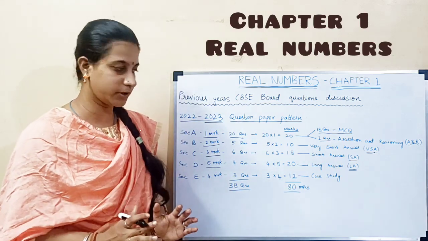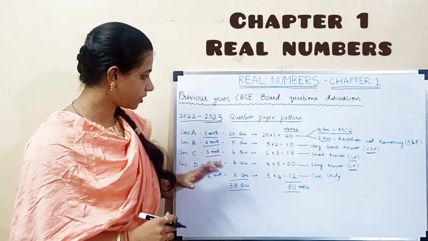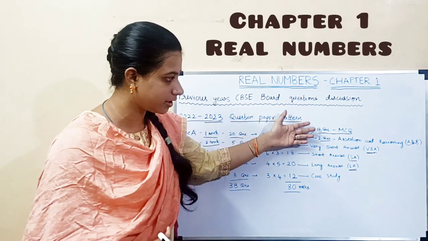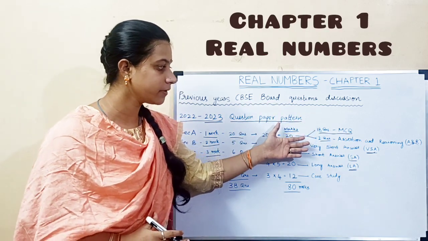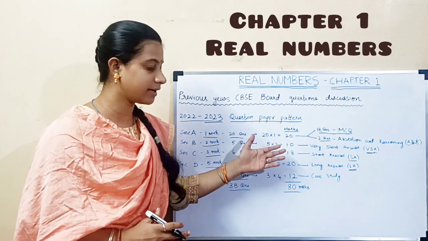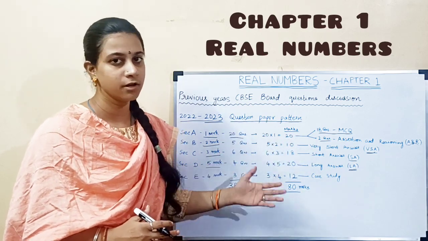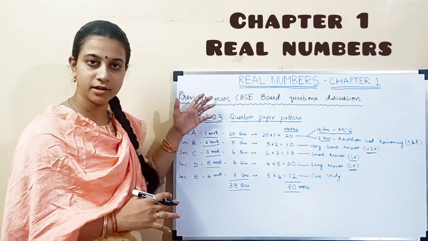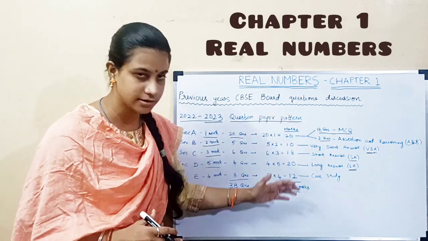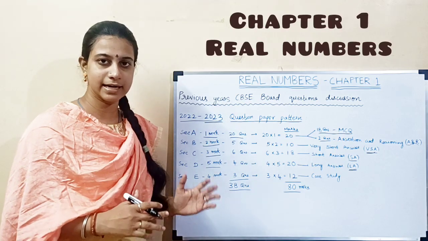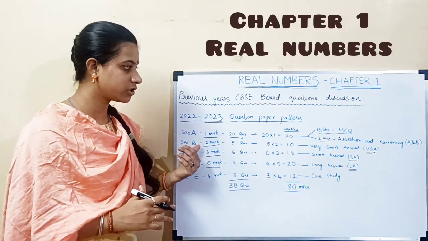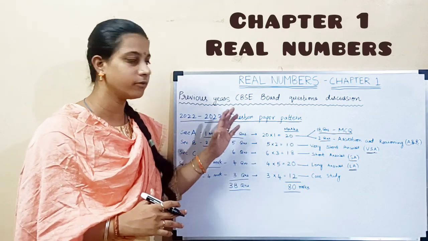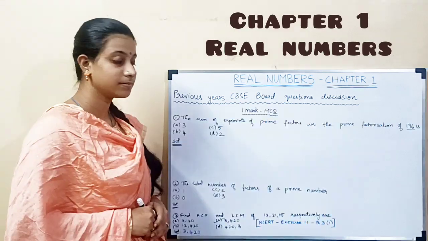So the types of questions present in the question paper are MCQ, assertion and reasoning, very short answer type, short answer, long answer, and case study questions. Now we will also discuss the previous year CBSE board questions in this order. Let's get started with the 1 mark questions, that is MCQ of the real numbers chapter.